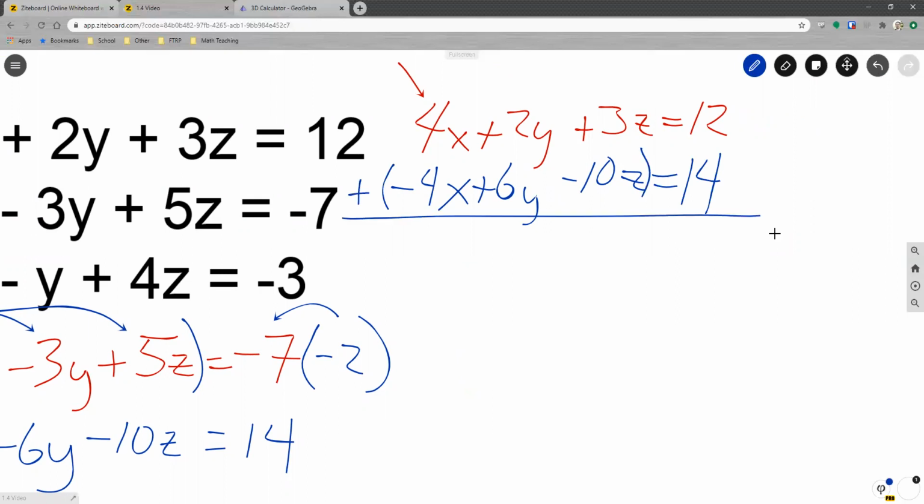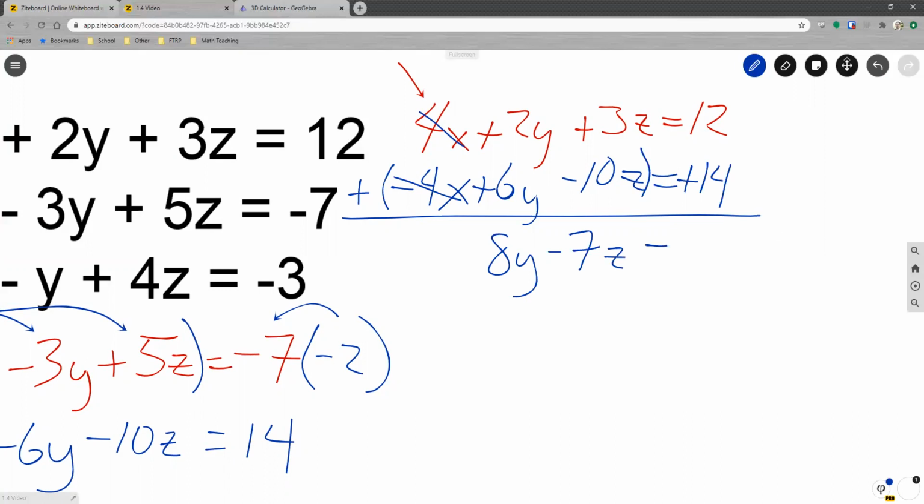Like so. And I'm also going to be adding on this side of the equation as well. So that 14 is going to be added to the 12. So 4x and I add negative 4x, those cancel. X's are gone, which is what I want to do. And now I have 2y plus 6y, that gives me 8y, and 3z minus 10z, which gives me negative 7z.